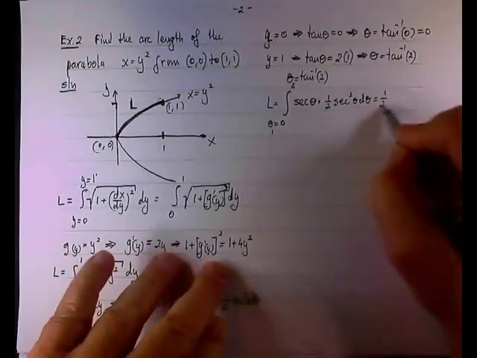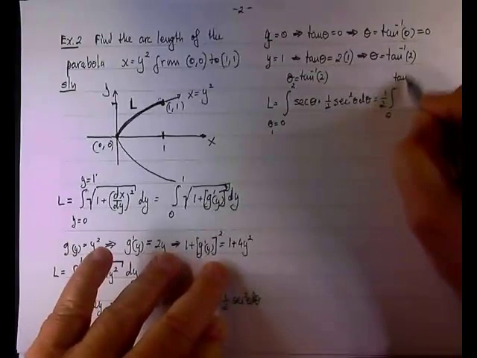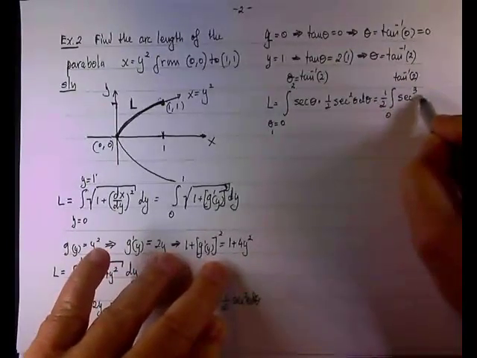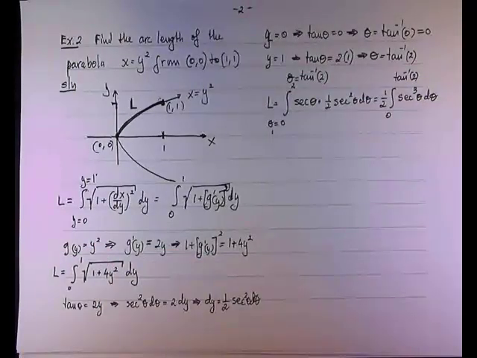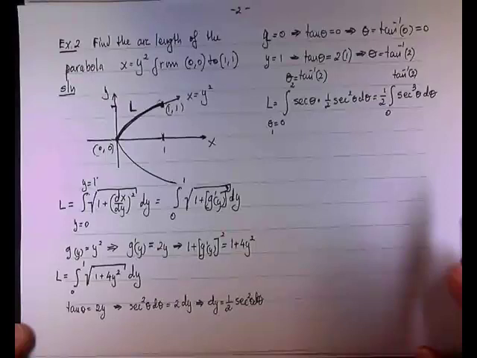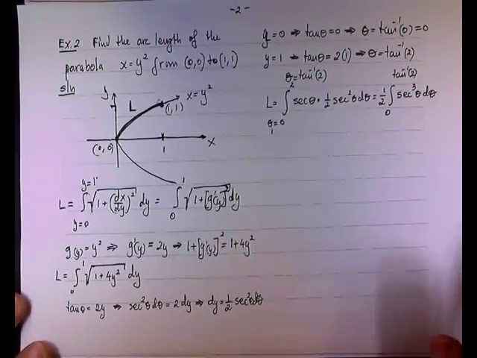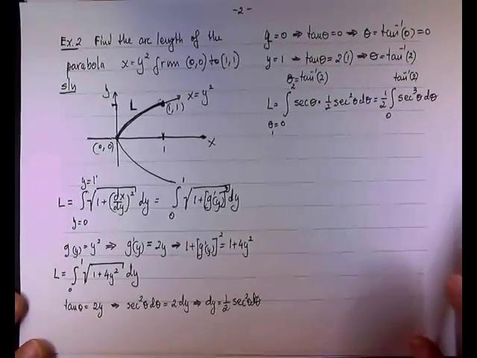dx will be 1/2 of the secant squared d theta. So we are looking at 1/2 the integral from 0 to the inverse tangent of 2 of secant cubed d theta. Again, if you're allowed to use a table, then you can look it up, but since you are not, then you need to solve it. So what do we do here? Any idea how to solve that?